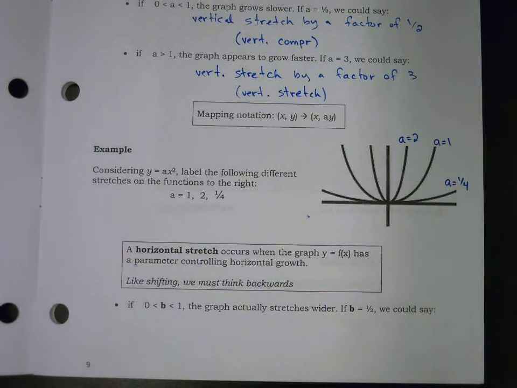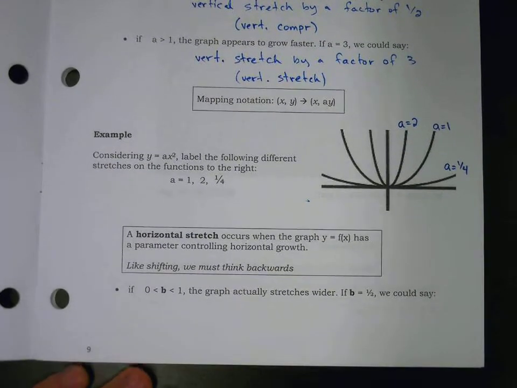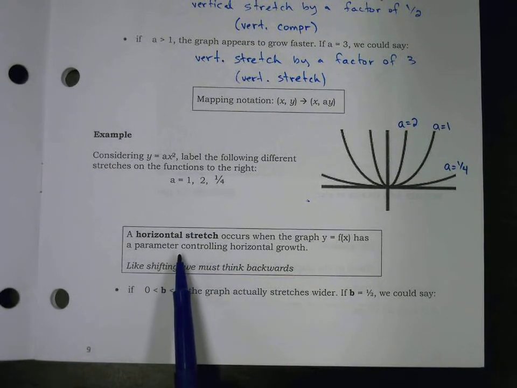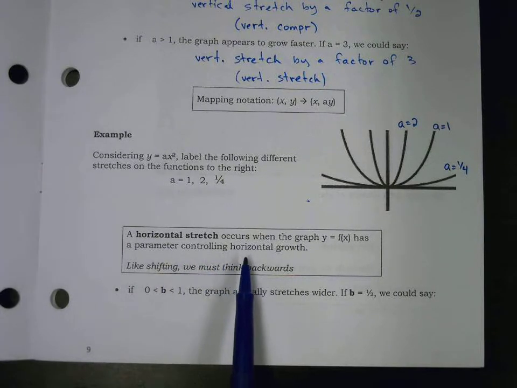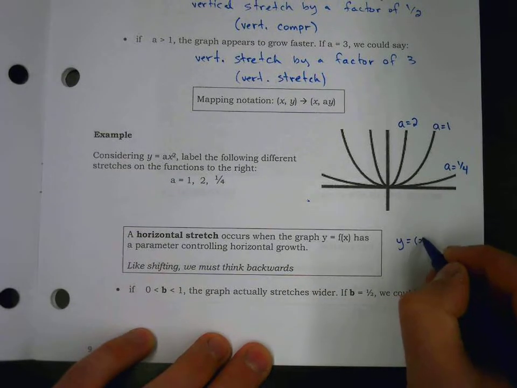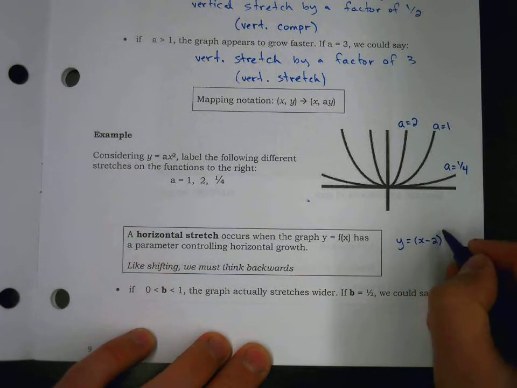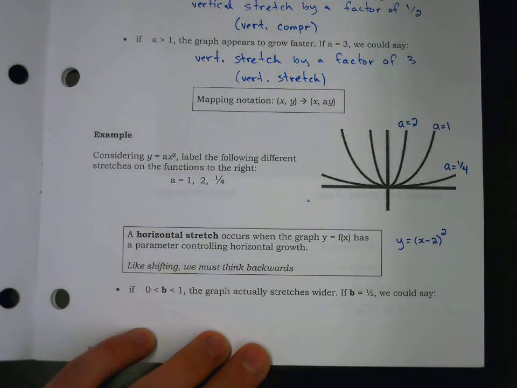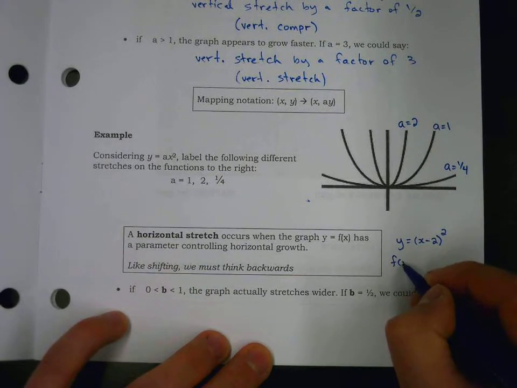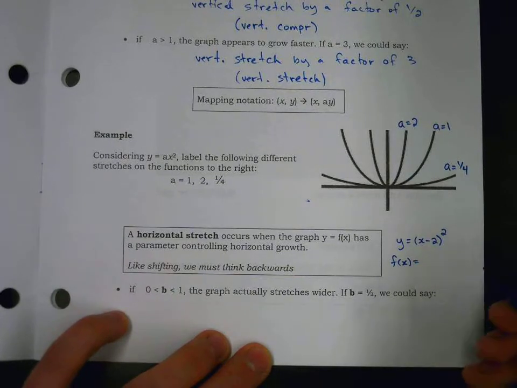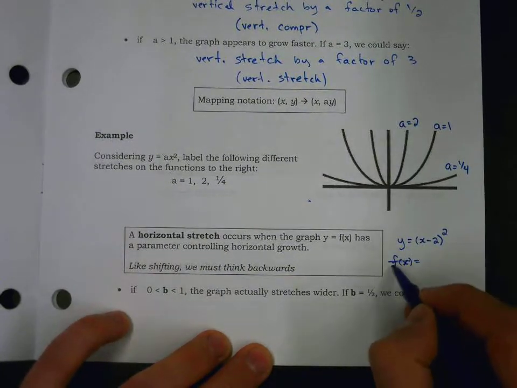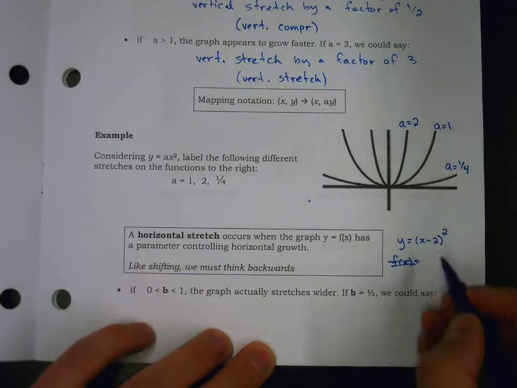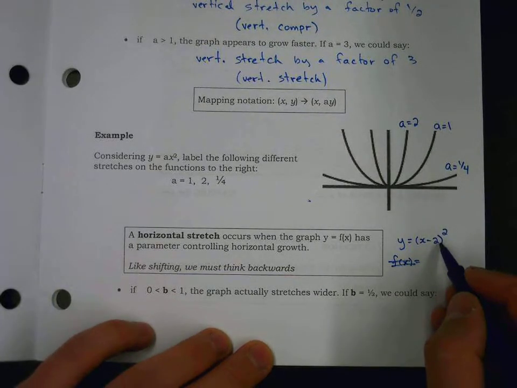Now, as we continue this conversation about stretches, we haven't really talked much about horizontal stretches yet, but this occurs when the graph has a parameter controlling horizontal growth. Now, like shifting left and right, we are going to have to think a little bit backwards. So we saw this last day talking about a horizontal shift on, say, a parabola, or if I were to just use function notation, some function, we'll stick with x minus 2 squared. This is shifting 2 to the right.